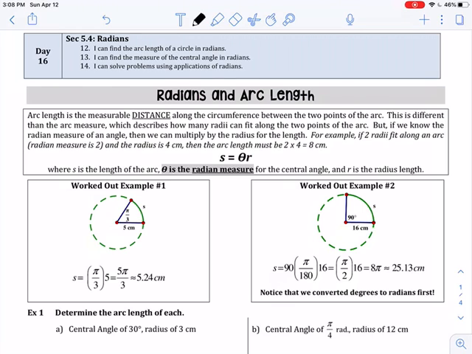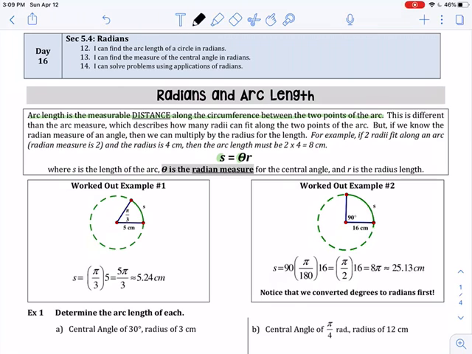So basically the arc length is the measurable distance along the circumference between 2 points. So the formula we're going to be using to do this is S, which is going to stand for the arc length, times the angle, the center angle, times the radius. All right, so S equals the angle times the radius.